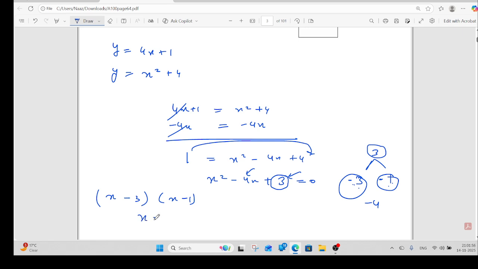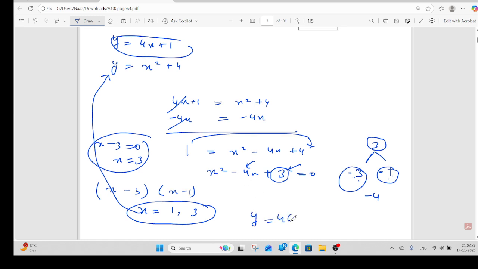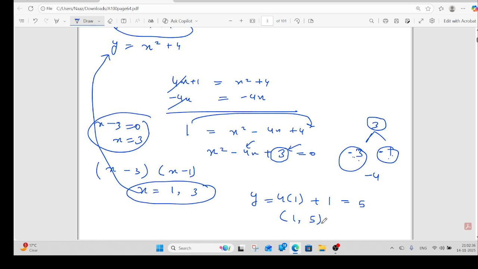And now if I take them, equate them equals to 0 like this, I will get x is equals to 3, right? Similarly for the other I will get positive 1. Now these are my x values, right? If I plug them into my equation I will get y values. So in any one of them I can plug. Let's say I plug in the first one. So y is equals to 4 times, when I plug 1, 4 plus 1 is 5, I got 5. So when x is 1, my y is 5, so 1 comma 5.